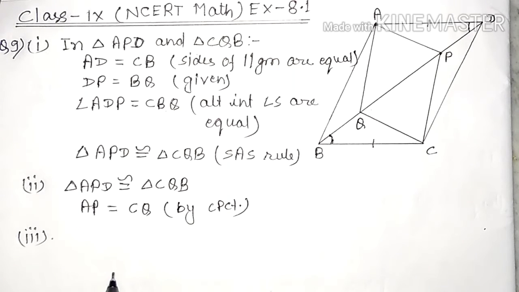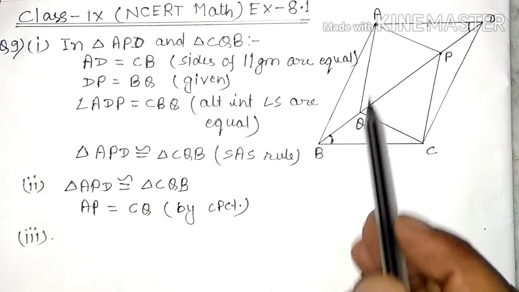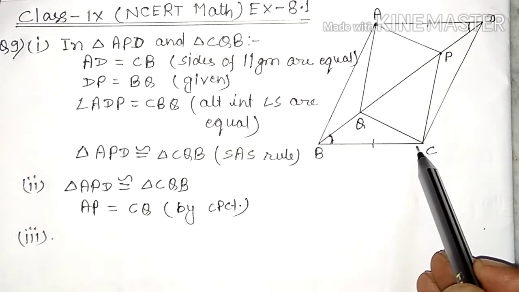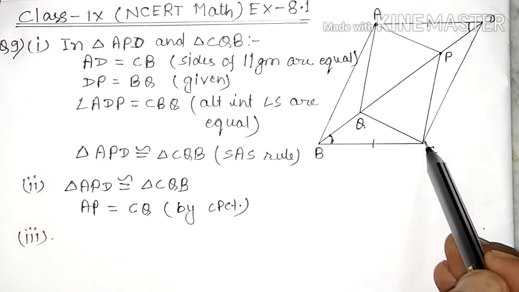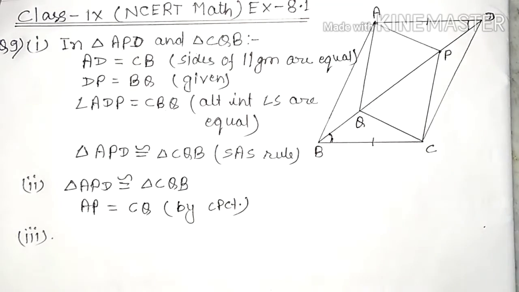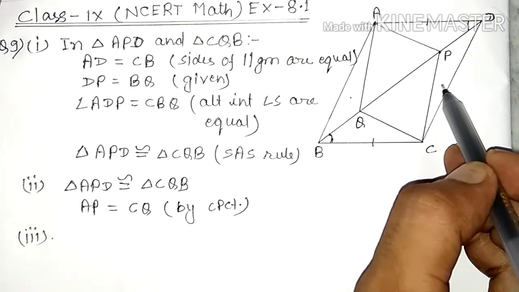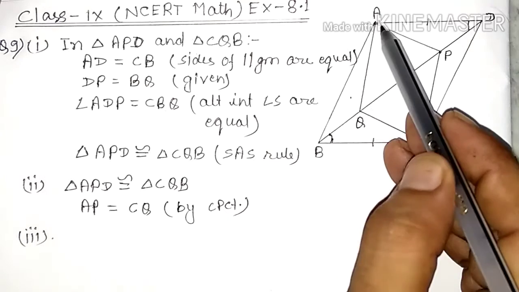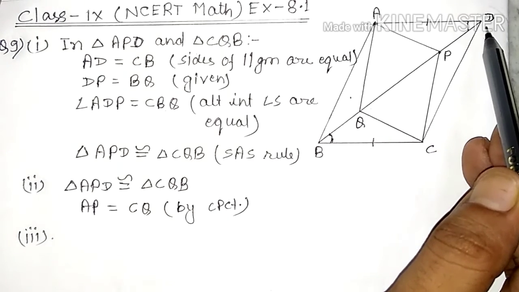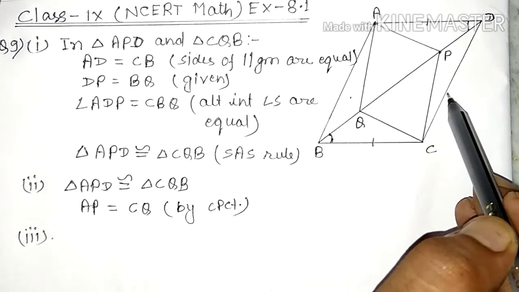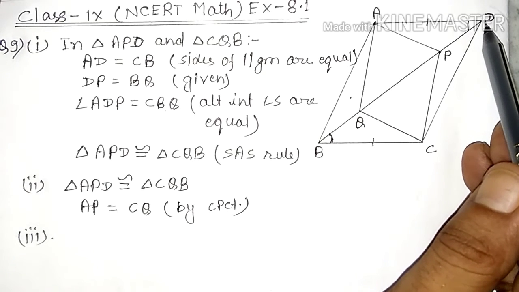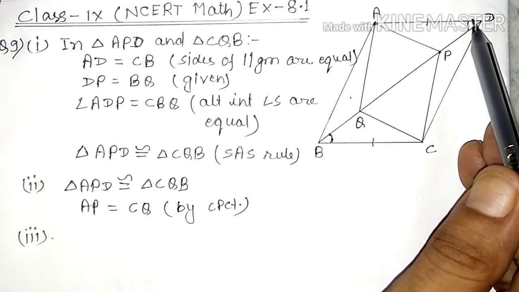In part 3rd, what we have to prove? Triangle AQB is congruent to triangle CPD. This triangle is congruent to this triangle, we have to prove. What is given in this triangle? The side AB is equal to CD because the opposite sides of the parallelogram are equal. AB is equal to CD. Opposite sides of the parallelogram are equal, and BQ is equal to DP.